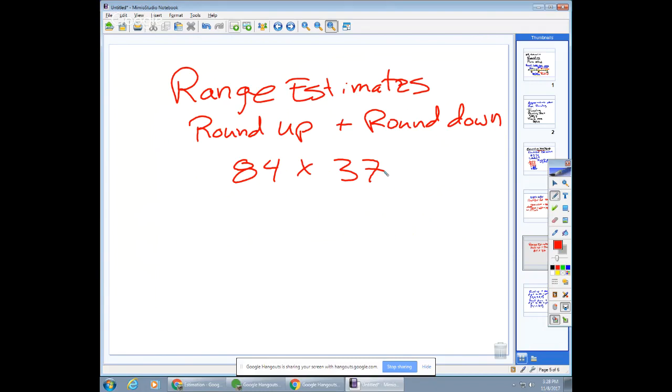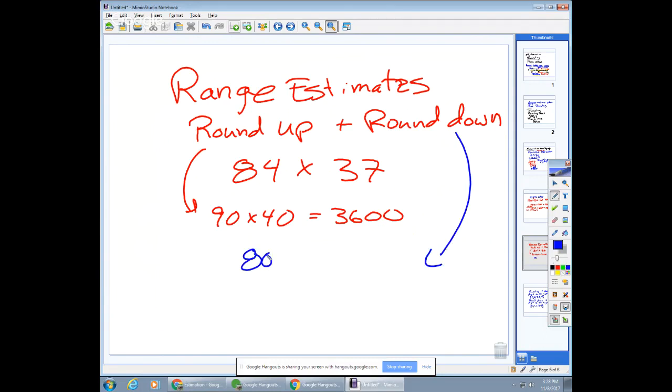My round up, I would say this is 90 times 40. 9 times 4 is 36 with 2 zeros. For my round down, I would say it's 80 times 30. 8 times 3 is 24 with 2 zeros. And so what I end up with is a high, an overestimate, and a low. So the actual answer has got to be somewhere in the middle.